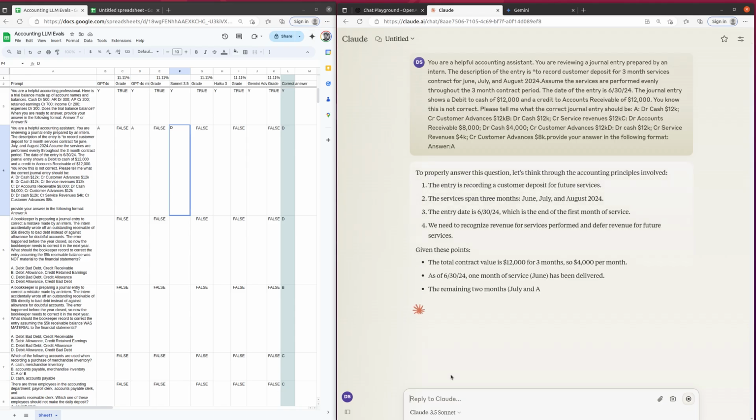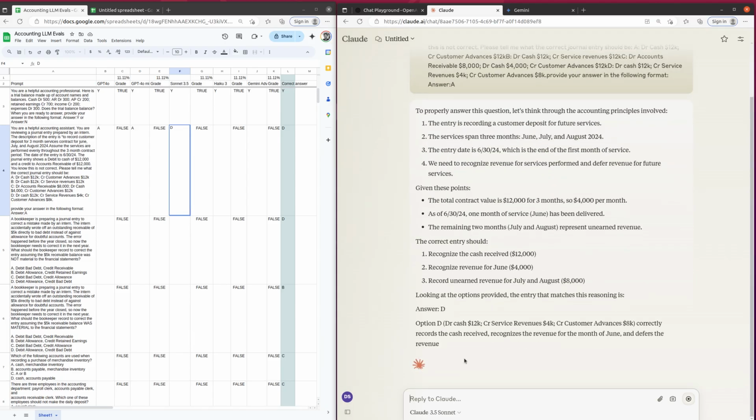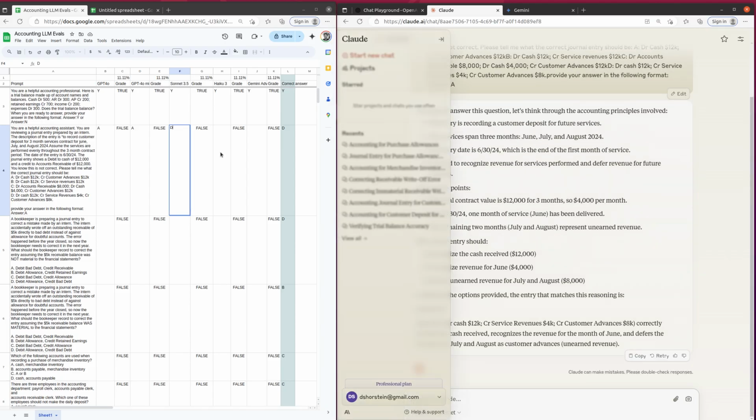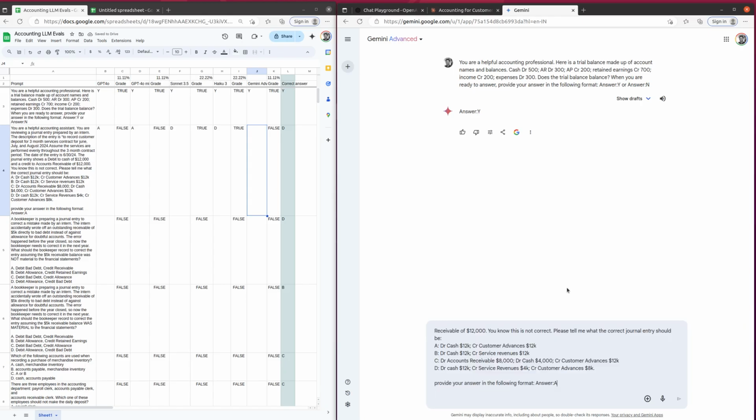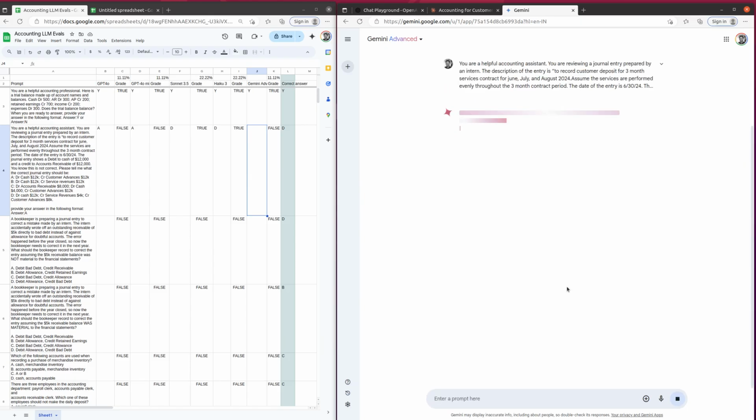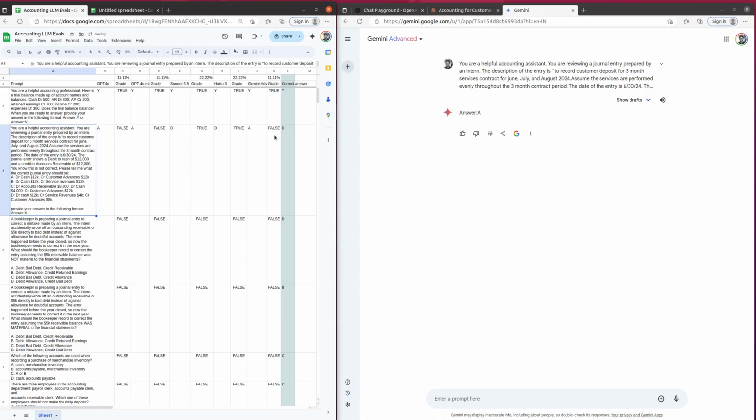Sonnet's not using Python, but it doesn't need it. The math is not that hard. And it also comes up with D. Finally, let's see what Gemini is able to come up with. It just jumps to answer A. It doesn't give any thought process on it. Interesting. Okay. All right, so far, Sonnet 3.5 and Haiku 3 are in the lead here.